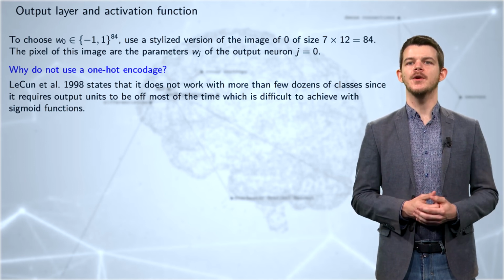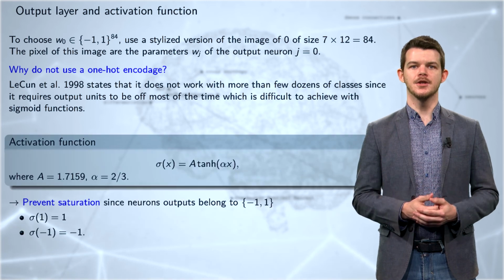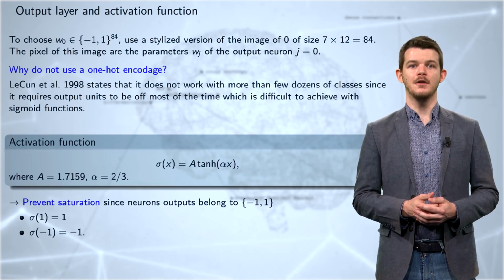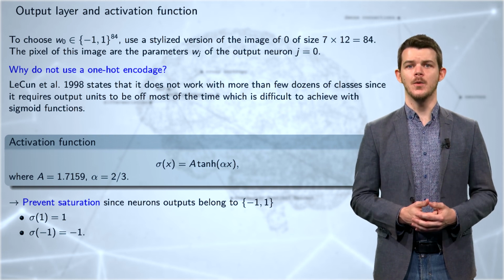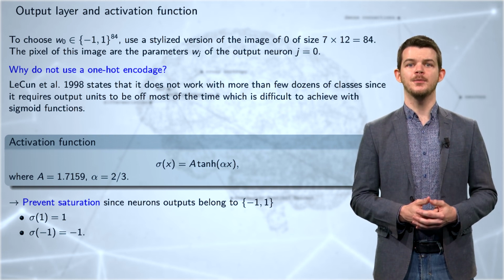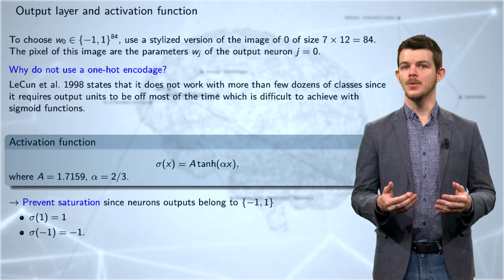Anyway, in the early 90s they used the hyperbolic tangent with the coefficients a and alpha defined as follows. They are chosen to satisfy these equalities, that is, to help prevent saturation and allow the output to be close to -1 and 1.